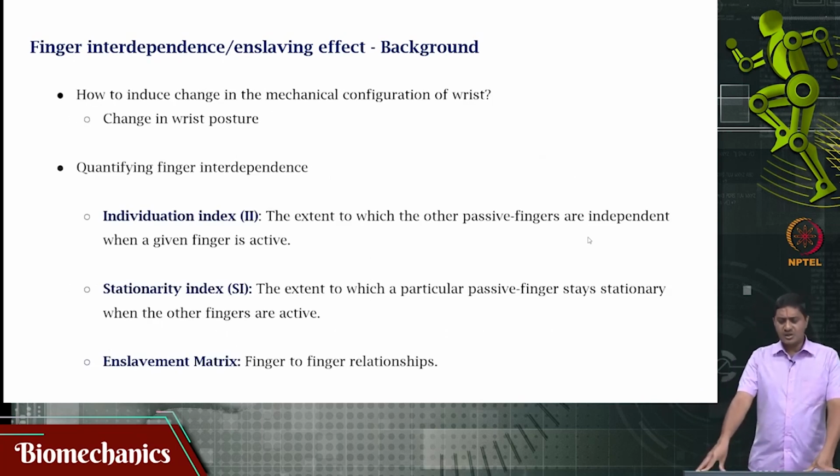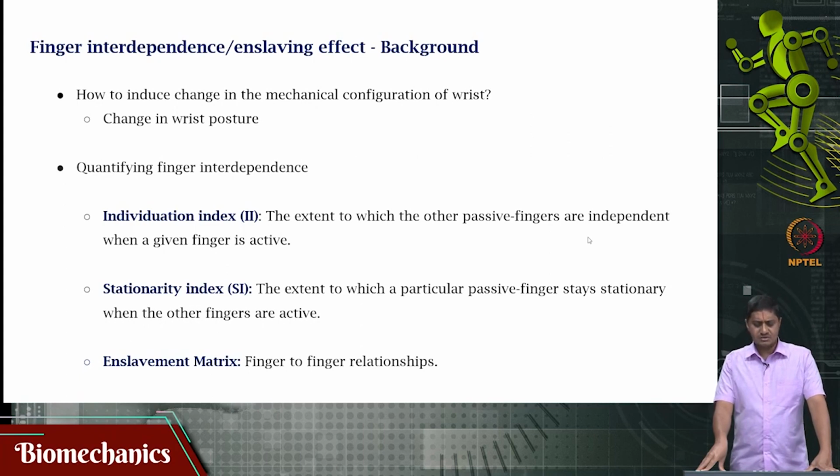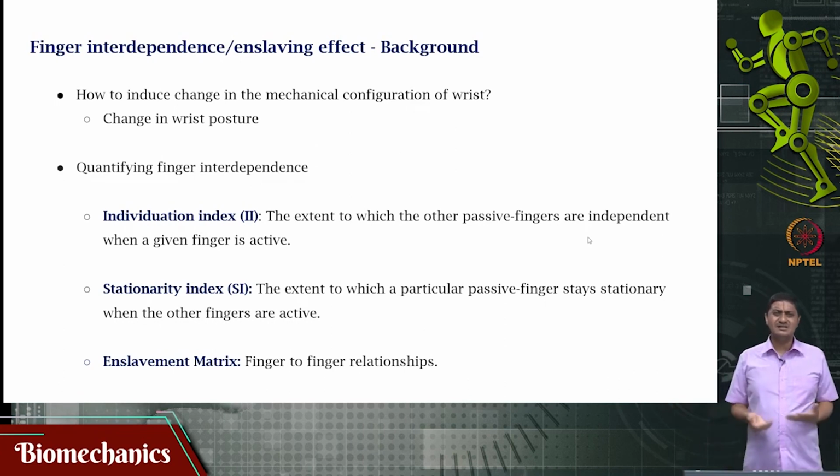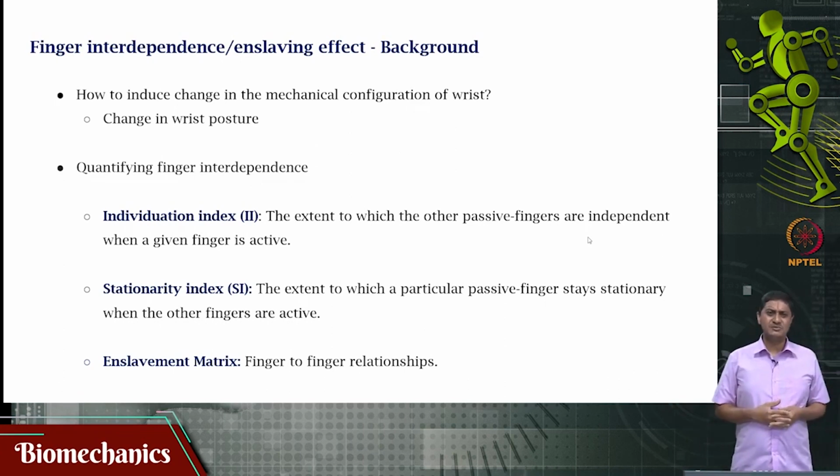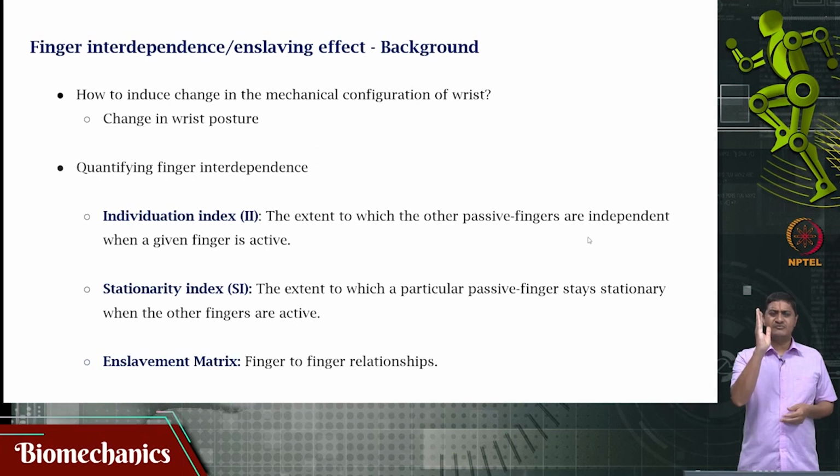So a question is how to cause a change in the mechanics of the wrist, or essentially how do you stretch the flexors or extensors? Just simply change the wrist posture. I can perform finger movements in this neutral posture, for example like this, or I can keep the wrist extended like this and then perform that, or I can keep it flexed and then perform that.